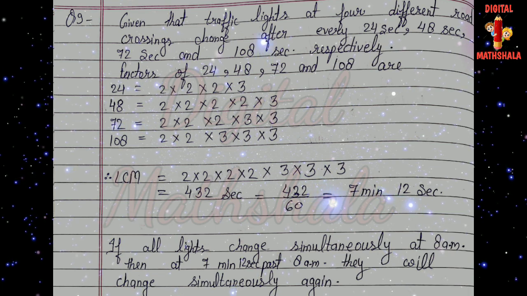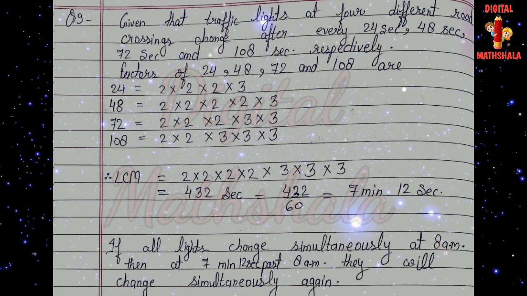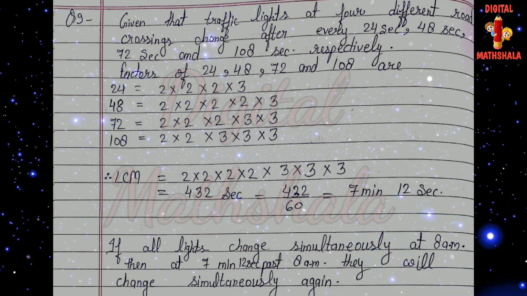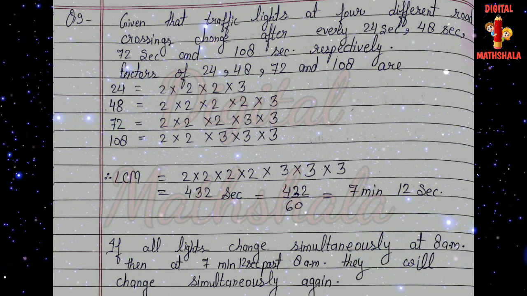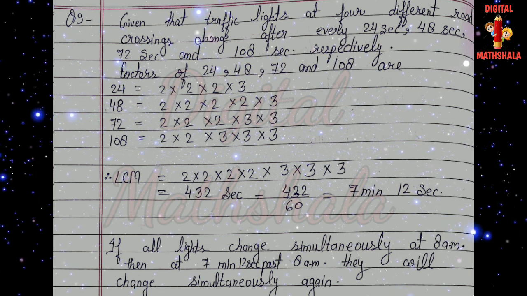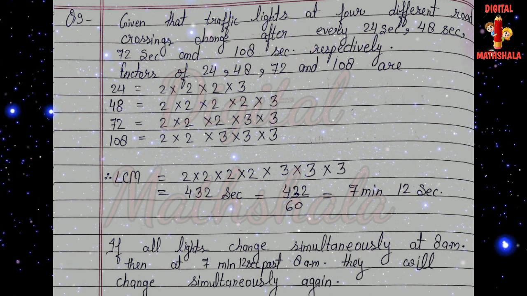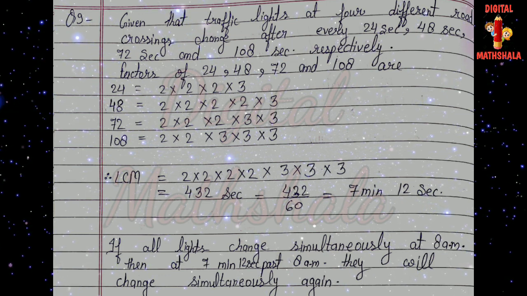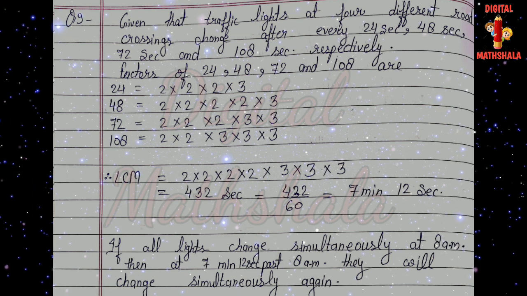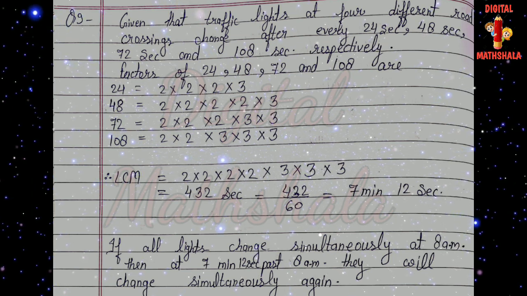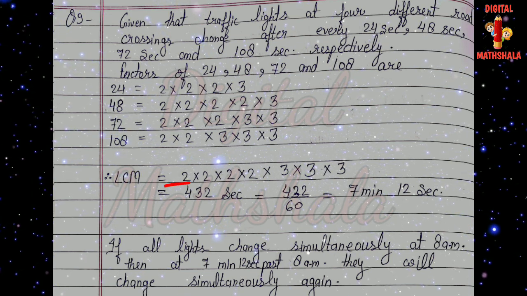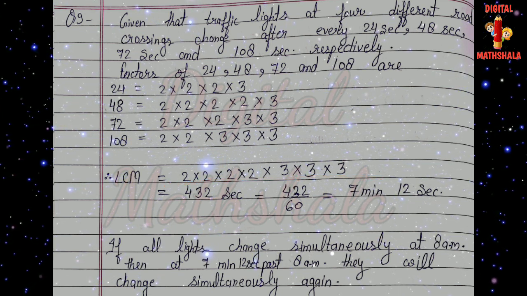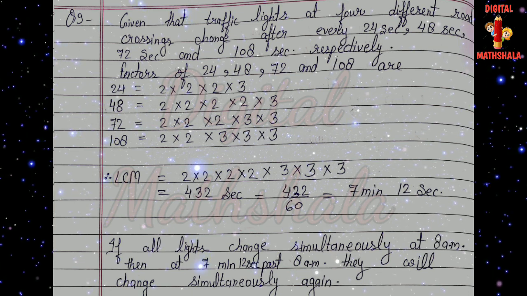So when we take the LCM, we take the maximum number of times each factor appears in the factorization. So 2 appears 4 times at maximum in 48, so we will take 2 four times. 3 appears maximum in 108, so we will take 3 three times in the LCM. And except these two numbers, no other number is given. So we will multiply these numbers and we will have 432. But it is in seconds.